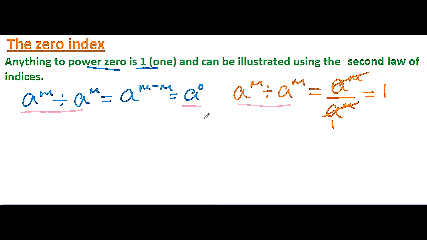Then it means a to power 0 must be the same as 1. And therefore, this is what we refer to as the zero index: a to power 0 is equal to 1. From this, we say that 10 to power 0 is equal to 1, 1,000 to power 0 is equal to 1, 1,000,000 to power 0 is equal to 1.